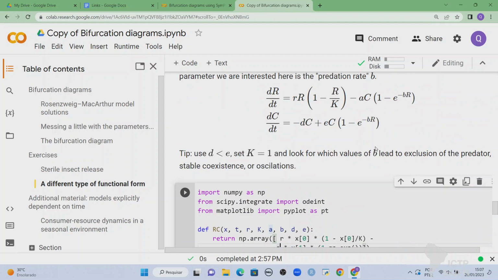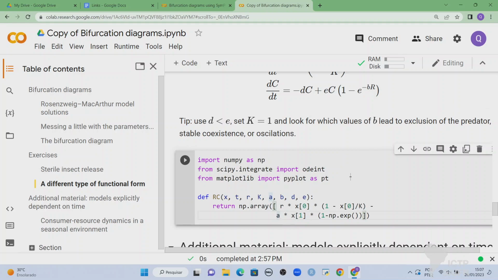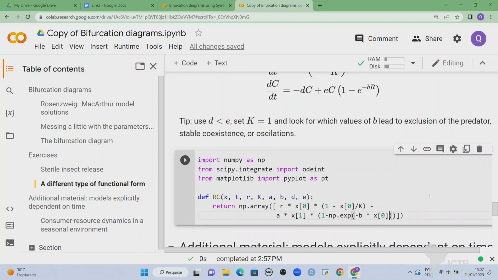So minus A times C that is x1, times 1 minus exponential of minus B times R that is at 0. So this is the first term, the first equation. Let's check the parentheses. So I'm closing the exponential, closing this first parenthesis, and now I need a comma here and the value of the second equation.